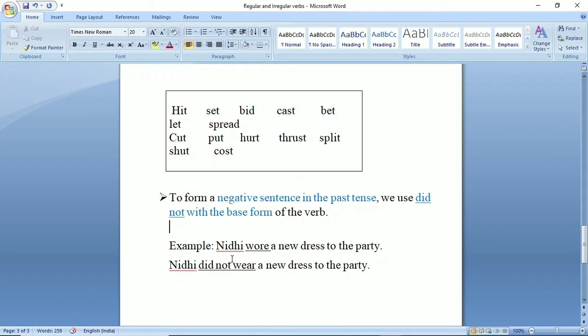For example, Nidhi wore a new dress to the party. Here wore is the second form of the verb, so I can say this sentence is in simple past tense. So let me change it into negative. Nidhi did not wear a new dress to the party. See, here I have used wear. Why? Because I have already used the past form, that is did.